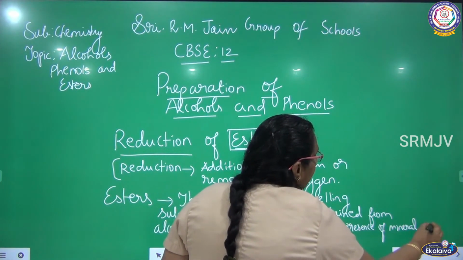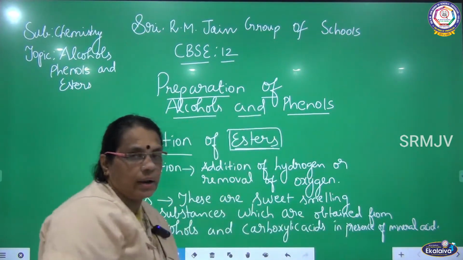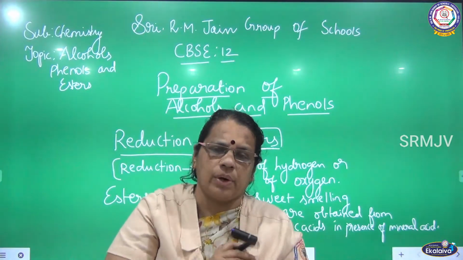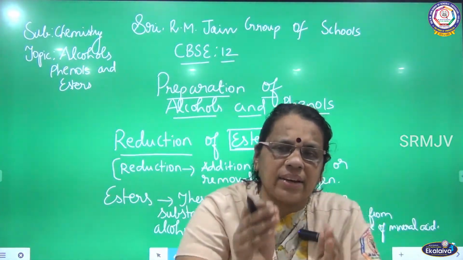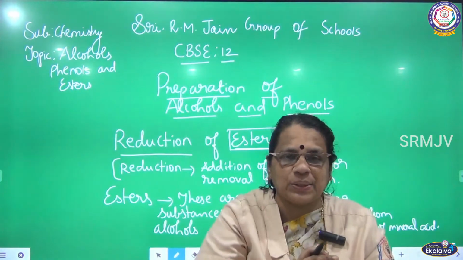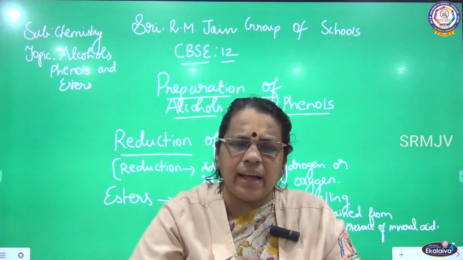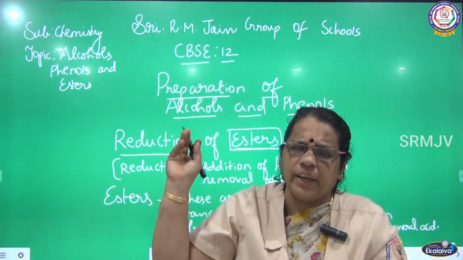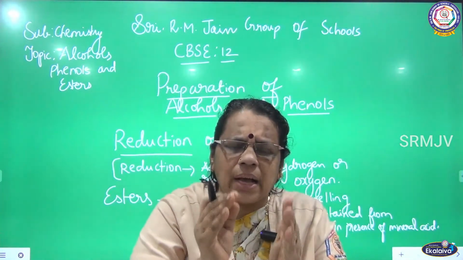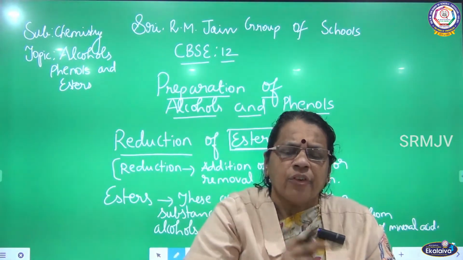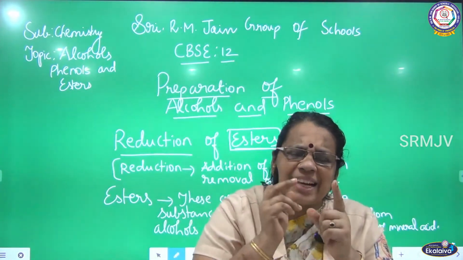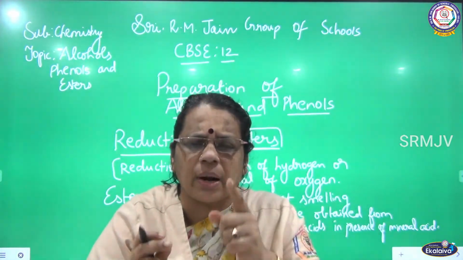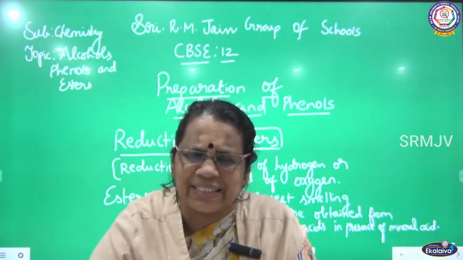So, what is the method we are going to discuss here to prepare alcohol? That is reduction of esters. First I told about reduction. What is reduction? Either addition of hydrogen or removal of oxygen is known as reduction. And what has to be reduced here? Esters. You should know esters. What are esters? Esters are sweet smelling, fruit smelling, pleasant smelling substances, which are obtained from carboxylic acid and alcohol.